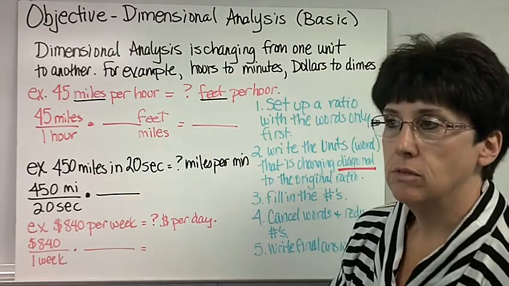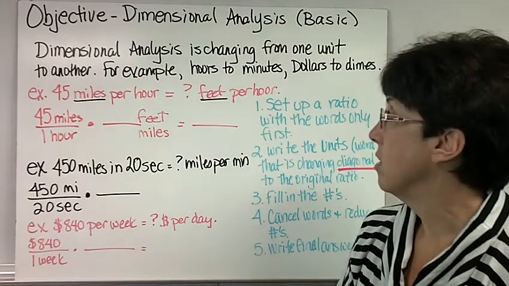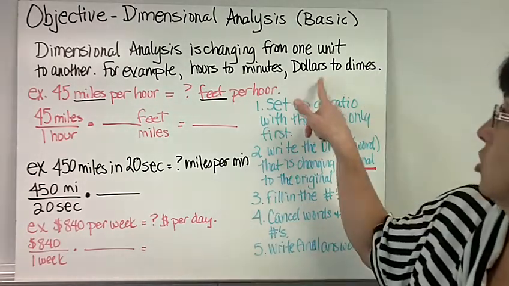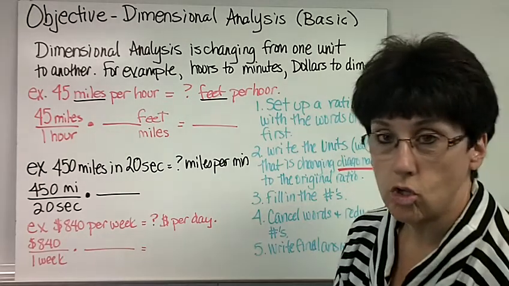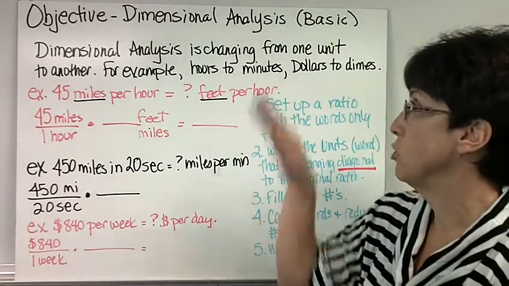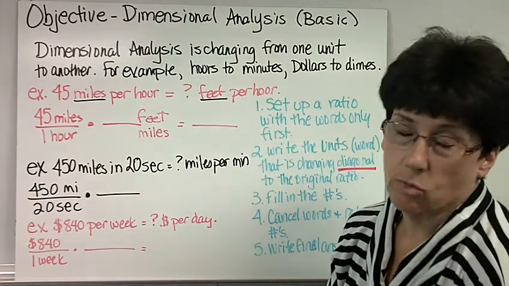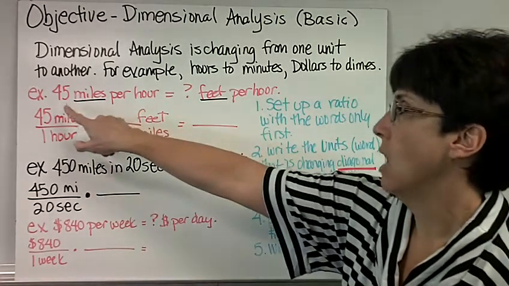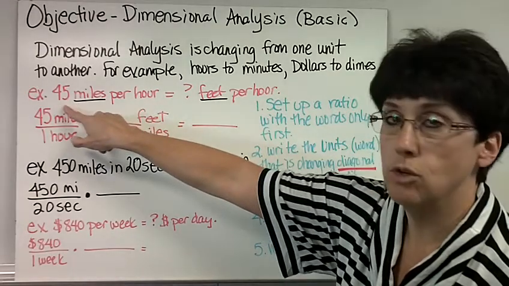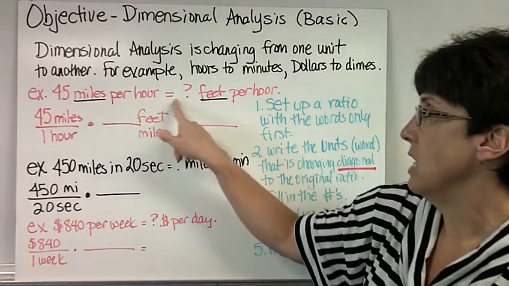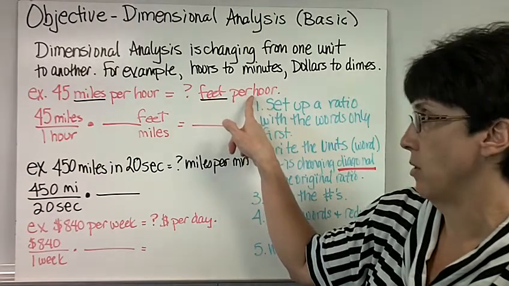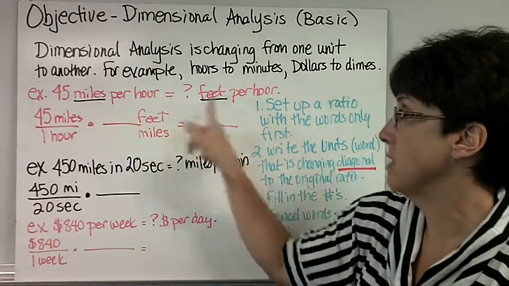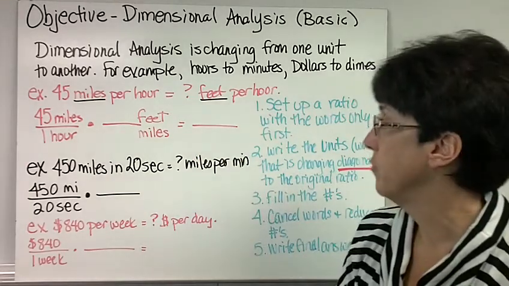or gallons to cups, or feet to miles, that's dimensional analysis, okay? Dollars to dimes, quarters to dollars. Anytime you change between your units, it's what they call dimensional analysis. So, for example, I'm asking you, 45 miles per hour equals how many feet per hour? Okay, so the hour is staying the same, but miles and feet are changing.